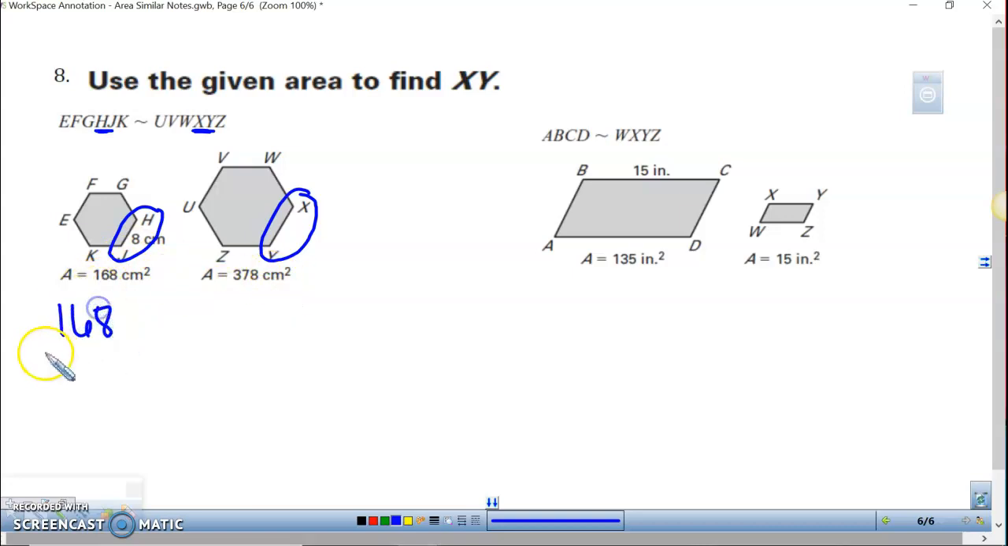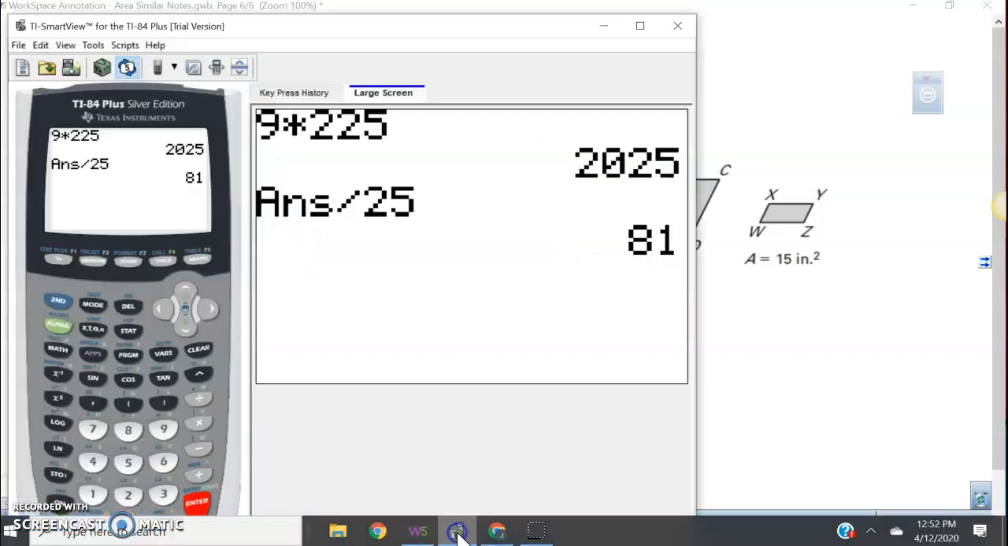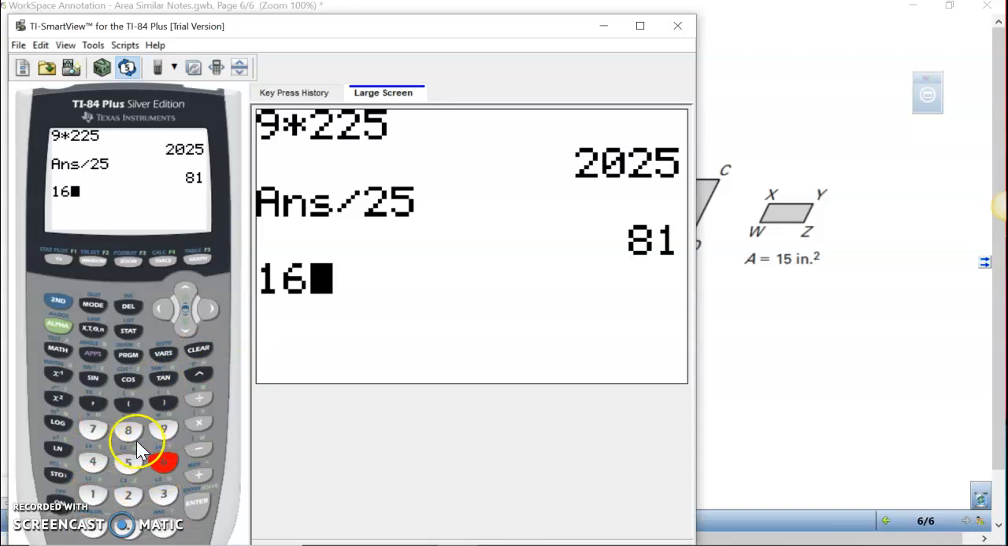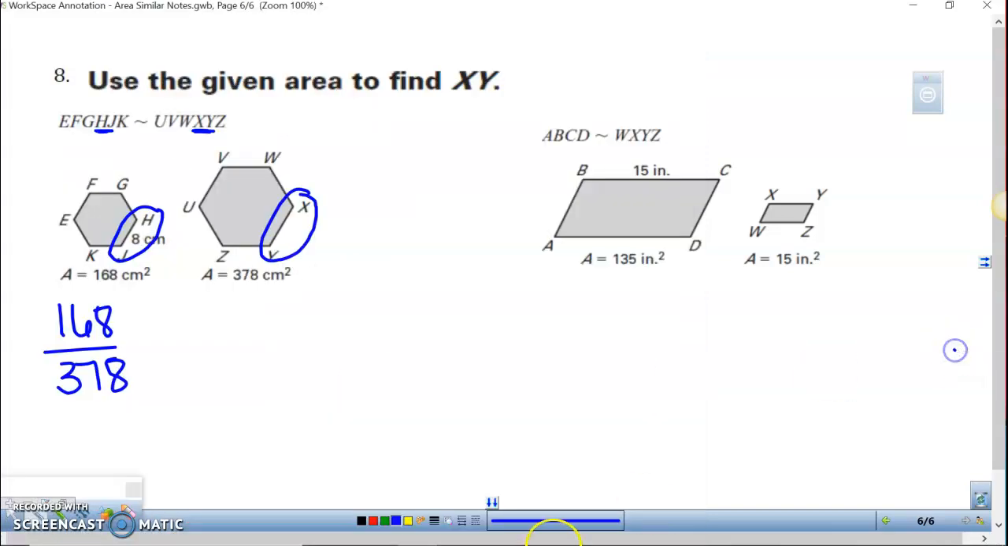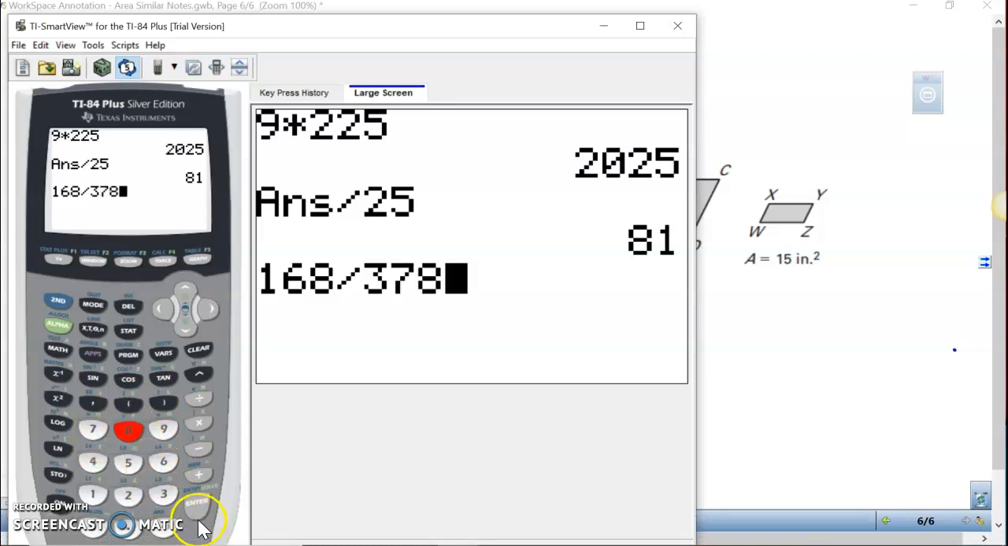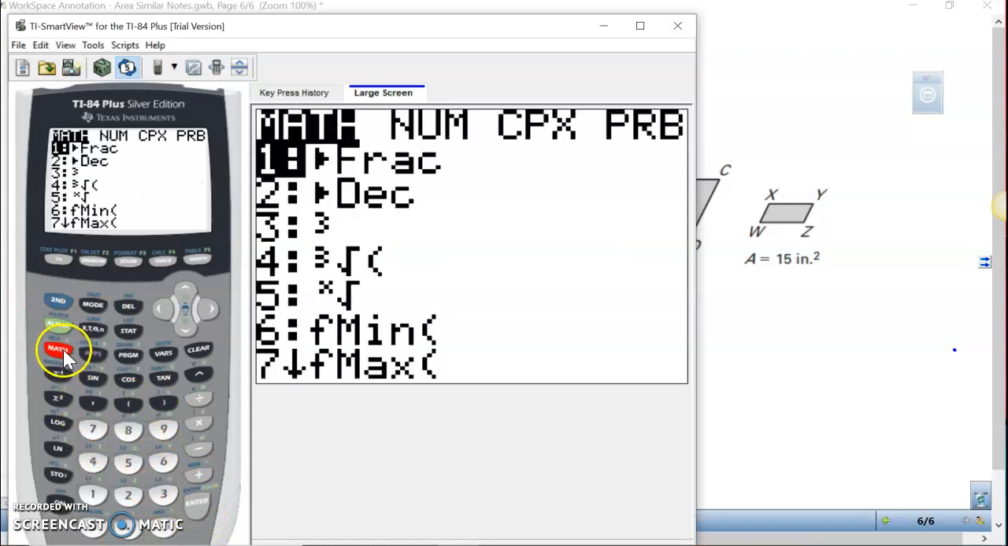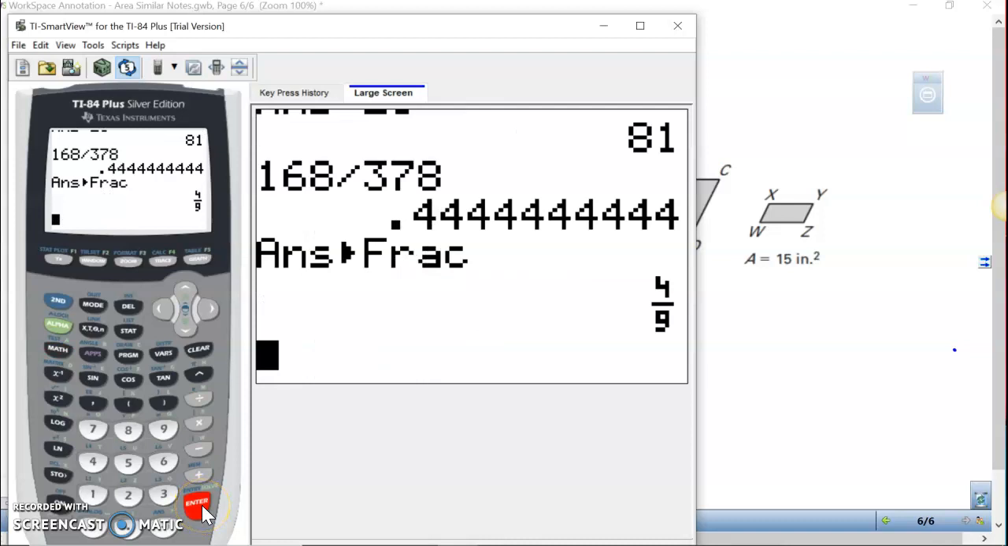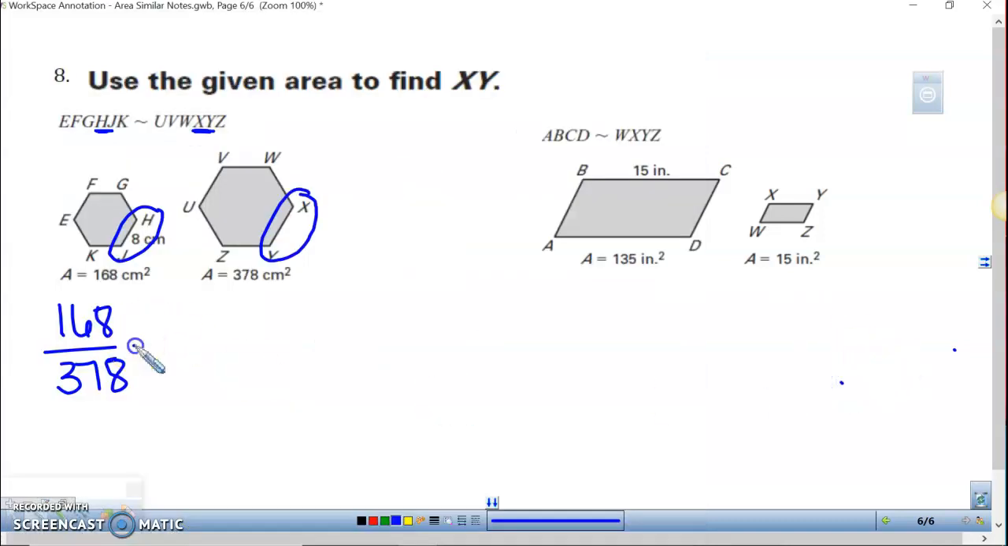So 168, so these are corresponding areas, okay? You have to reduce this, folks. So please use your calculator to reduce this. 168 divided by 378. And this is why we need a fraction. So there, this reduces to 4/9.